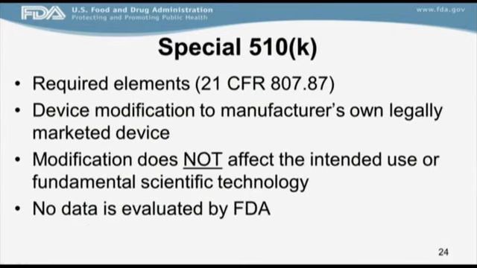A special 510K must also include the required elements of 21 CFR 807.87. However, a special 510K is appropriate when you are making device modifications to a manufacturer's own legally marketed device. Therefore, you're making modifications to your own product, so you own the predicate device. It's important to note also, though, for a special 510K to be appropriate, the modification may not affect the intended use or fundamental scientific technology of the device. The reason for this is that data is not typically submitted with a special 510K.